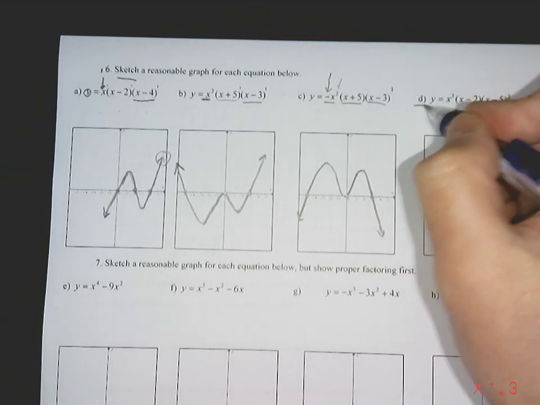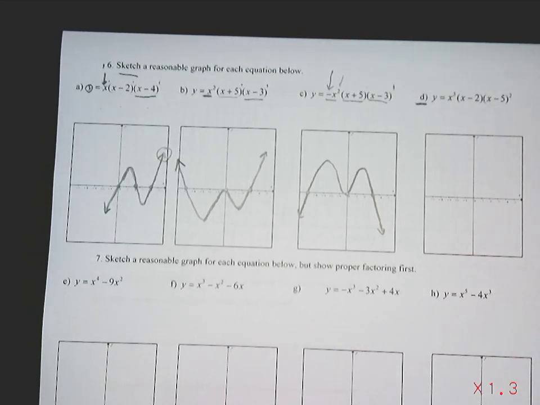Alright. I'm going to leave D for you to try. You can check the answer key if you want to check. Let's head to question 7E.